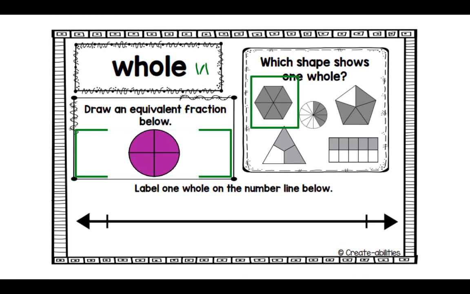And here is my equivalent fraction. My equivalent fraction is 4/4. I had a circle or an oval. I cut it into 4 even parts and I shaded in all 4 of the parts.